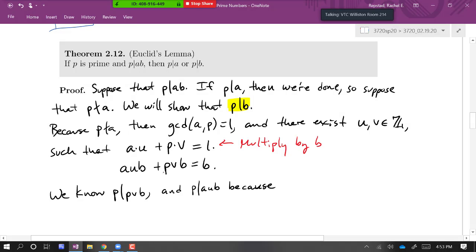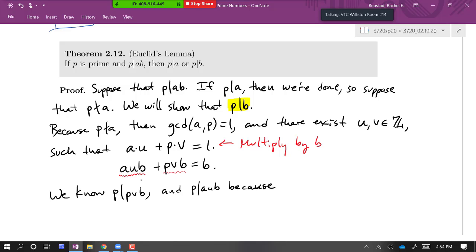We know P divides this term, right? Because we could see the factor of P right there. How do we know that P divides that term? Because once we have that, if P divides both terms, then it has to divide the sum, right? How do I know it divides AUB? P doesn't divide A, so you would have to divide UB if that were true. P doesn't divide A, but what does it divide?